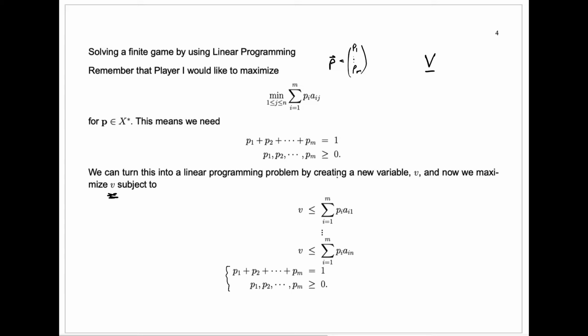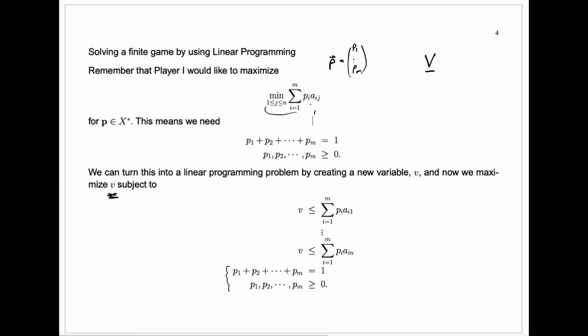Now, what are we doing here? Well, this new variable v should be less than or equal to all of these. Player 1 wants to maximize the minimum value of these. Well, if v is less than or equal to all of these, v has to be less than or equal to the minimum of all of these n different things here, which is exactly what this quantity is. So these n linear inequalities, if v satisfies all of them, that says v is less than or equal to this exact thing, the minimum of this sum.